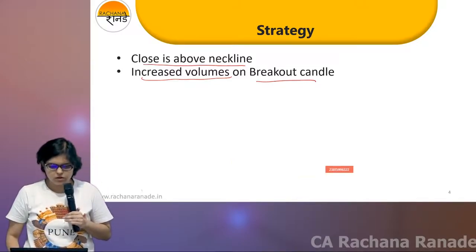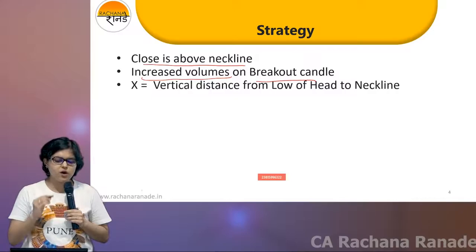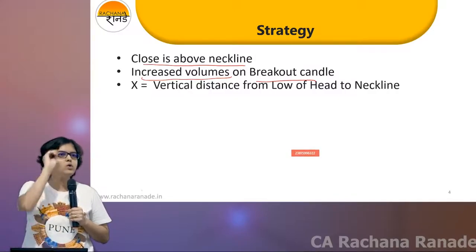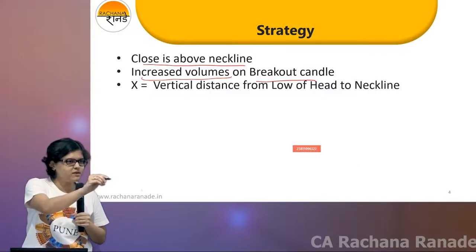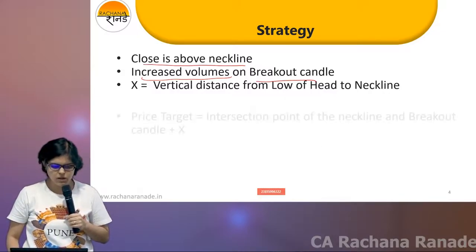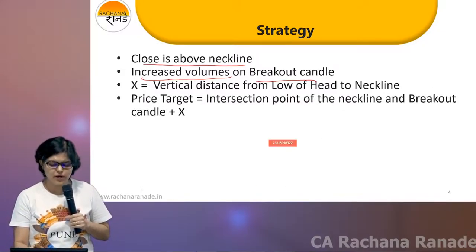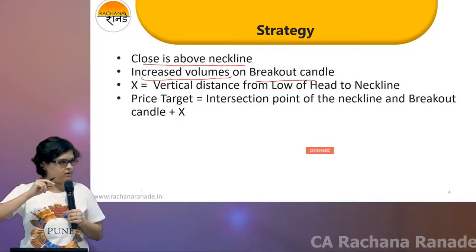Correct? Third one. X is what? Vertical distance from the low of the head to the neckline. Have you written the same thing? Drawn the same thing? Price target is what? Intersection point of neckline and breakout candle.